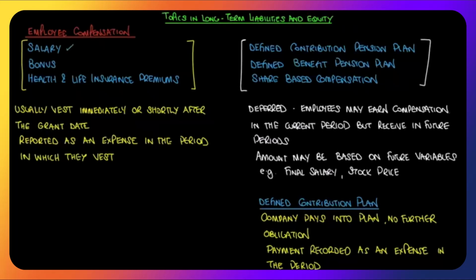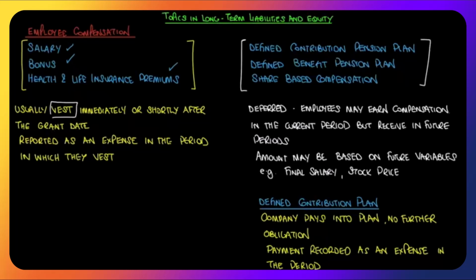On the left, salary, bonus, health and life insurance premiums. These usually vest. That's a word we're going to see throughout this module. Vest means the date at which the employee becomes entitled to it, when they've earned it. These simple forms of compensation vest immediately or shortly after the grant date, so when you were granted it. Therefore, they're just reported as an expense in the period in which they vest.